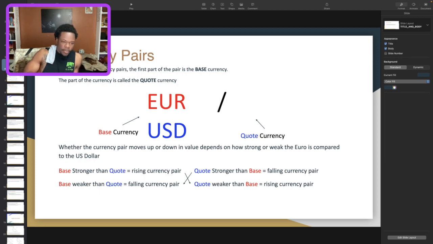So in this example, if the euro, which is the base currency, is stronger than the U.S. dollar, then obviously that means that the euro is rising. But if it's weaker than the U.S. dollar, then that means it's falling, and vice versa. If the U.S. dollar was stronger than the euro, then the euro would be falling, and if the U.S. dollar is weaker than the euro, then the euro is rising.